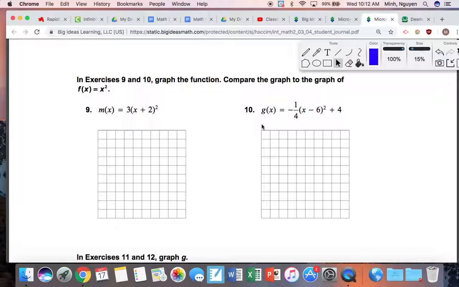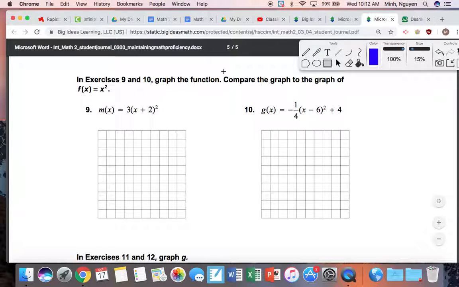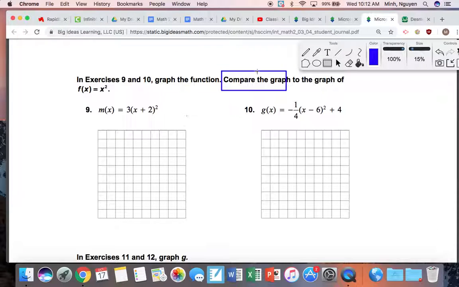Lastly here, compare, that means you got to use your words. So I will compare, but I will not graph. I will let you graph. Compare the graph. Because of the 3, that makes it narrower or have vertical stretch. So the graph has vertical stretch, and because of the +2, it translates to the right by 2 units.